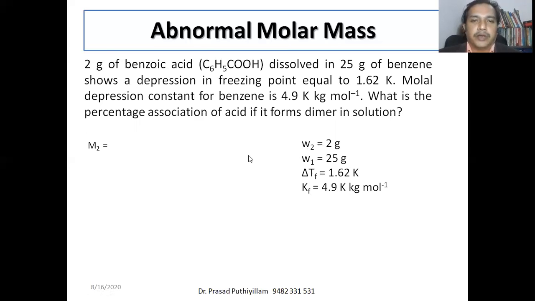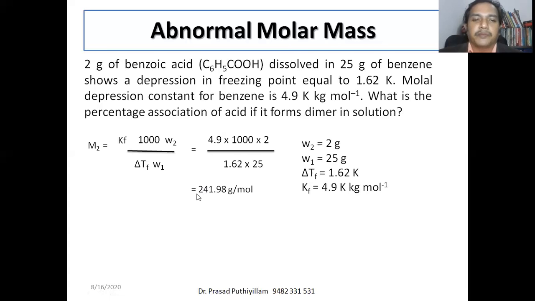Okay, so we'll calculate the molar mass M2 of the solute, that is Kf into 1000 W2 divided by delta Tf into W1. Substituting the values, 4.9 into 1000 into 2 divided by 1.62 multiplied by 25, it becomes 241.98 grams. So we got M2, that is the abnormal molar mass. This is the molar mass of the actual case, which we call the abnormal molar mass.